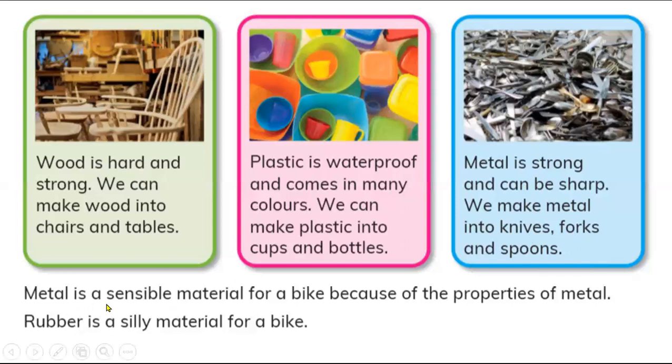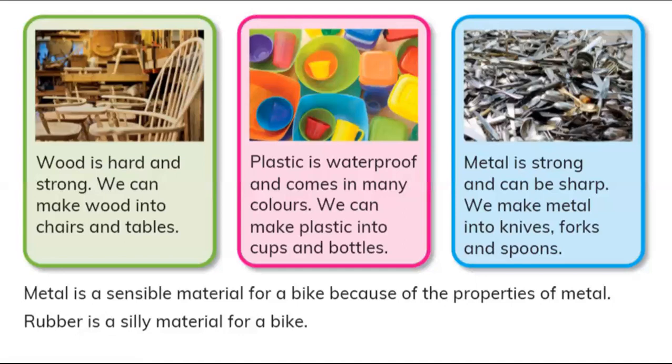Okay, so metal is a sensible material for a bike because of the property of metal. So we use metal to make the bike. Rubber is a silly material for a bike. Rubber is not good to make a bike. It is flexible. You can fall down and it will bend easily. Okay, so metal is the best material to make a bike.